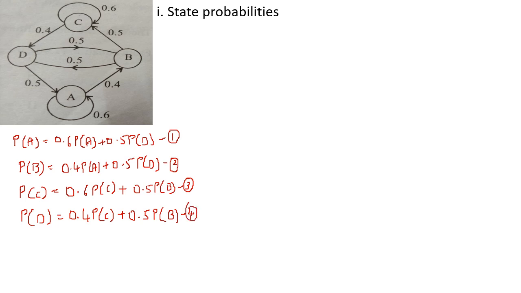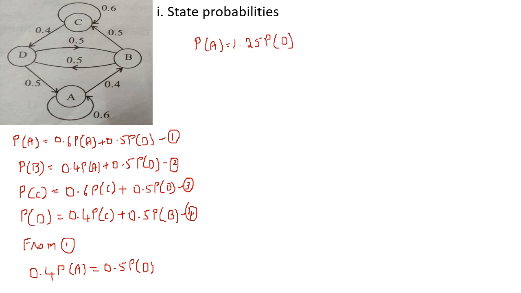Now we'll try to solve these 4 equations to find P of A, P of B, P of C, and P of D. So first, from equation 1, we can write 0.4 times P of A is equal to 0.5 times P of D, or we can write P of A is equal to 1.25 times P of D. Okay, so this is one of the important relations between P of A and P of D. So let this equation be 5.